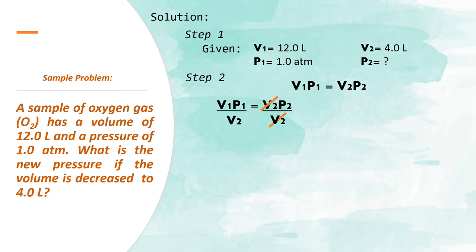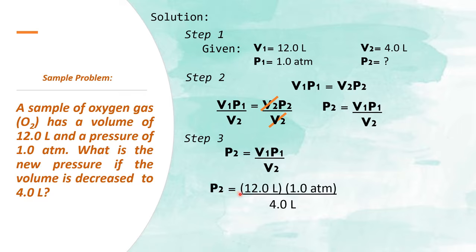Ngayon, meron ka nang derived formula, which is final pressure is tantamount to initial volume times initial pressure over final volume. Step 3 tayo. Let us now substitute all the given. Final pressure is equal to initial volume natin, is 12 liters. Huwag ninyong pagpapalitin si initial at si final volume.